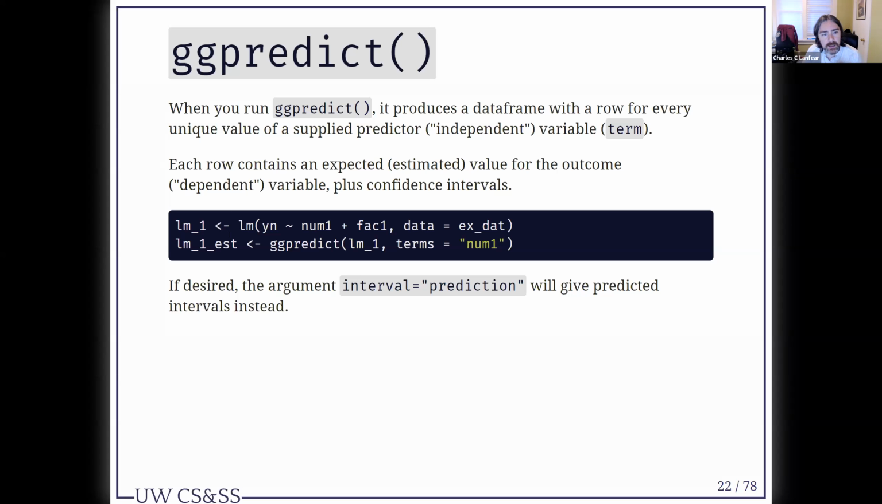It works like this. So if I run a standard linear model, again, this is actually the same linear model from before, but I'm refitting to show you. This is an lm on some numeric y variable predicted by a numeric variable and a factor, using my example data from the last slide. I assign to my estimates from my linear model the result of ggpredict on my linear model, with terms equals num1. So this is saying I want predicted values from my model across a range of values for my numeric variable. That's the only arguments I have to give it.